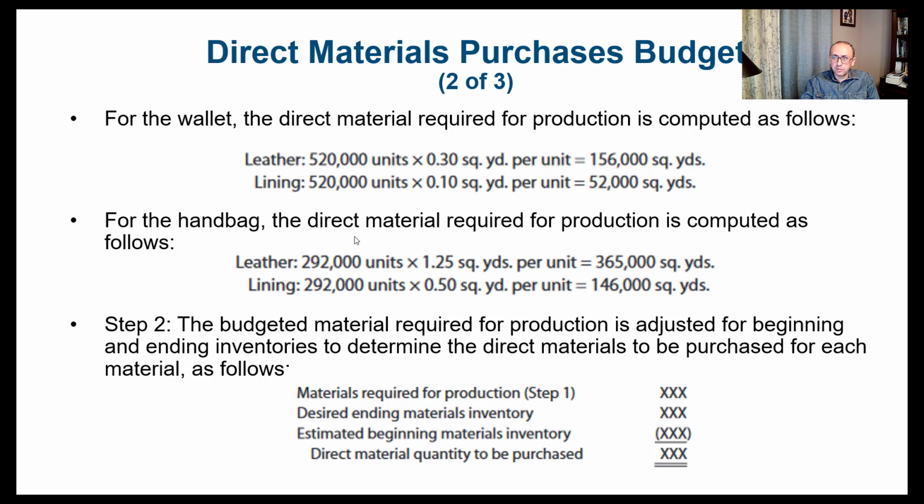For the handbag, the direct material required for production is computed as follows. We get the 292 units multiplied by 1.25 and multiplied by 0.50 square yards per unit, based on leather and lining, and we get these values. In the second step, the budgeted material required for production is adjusted for beginning and ending inventories to determine the direct material to be purchased for each material as follows.